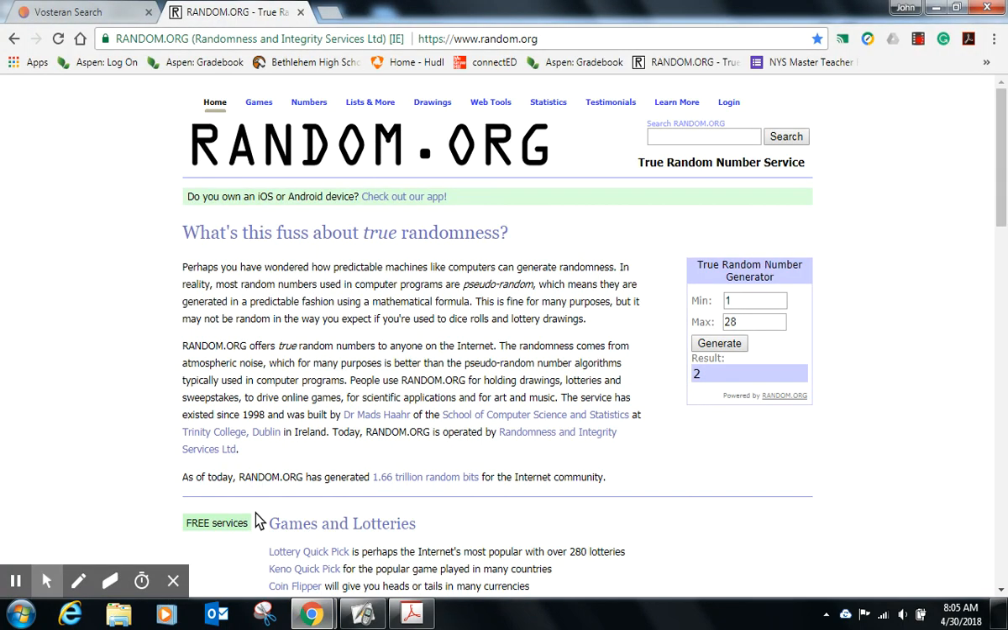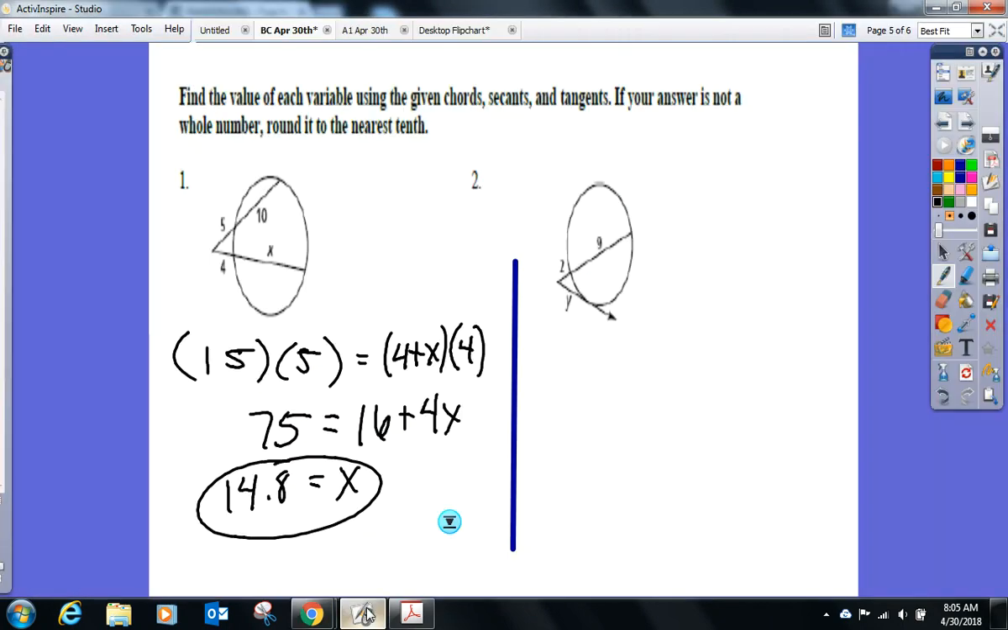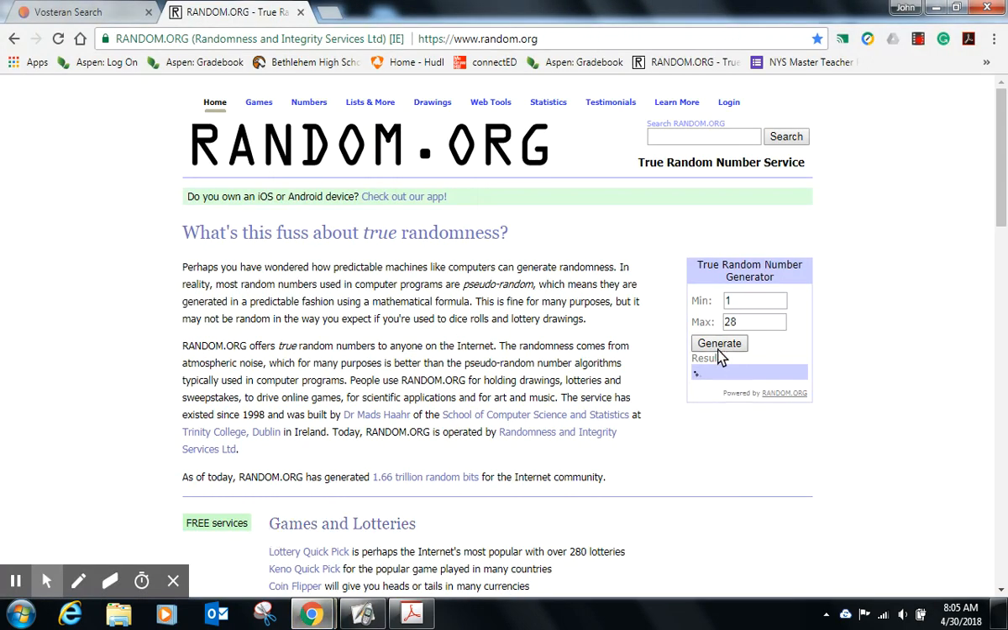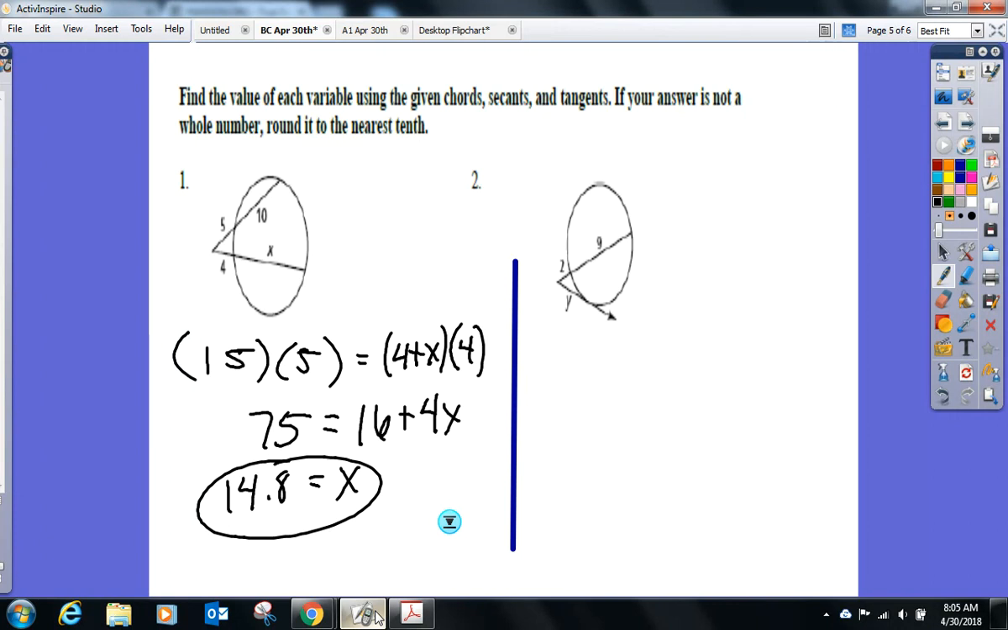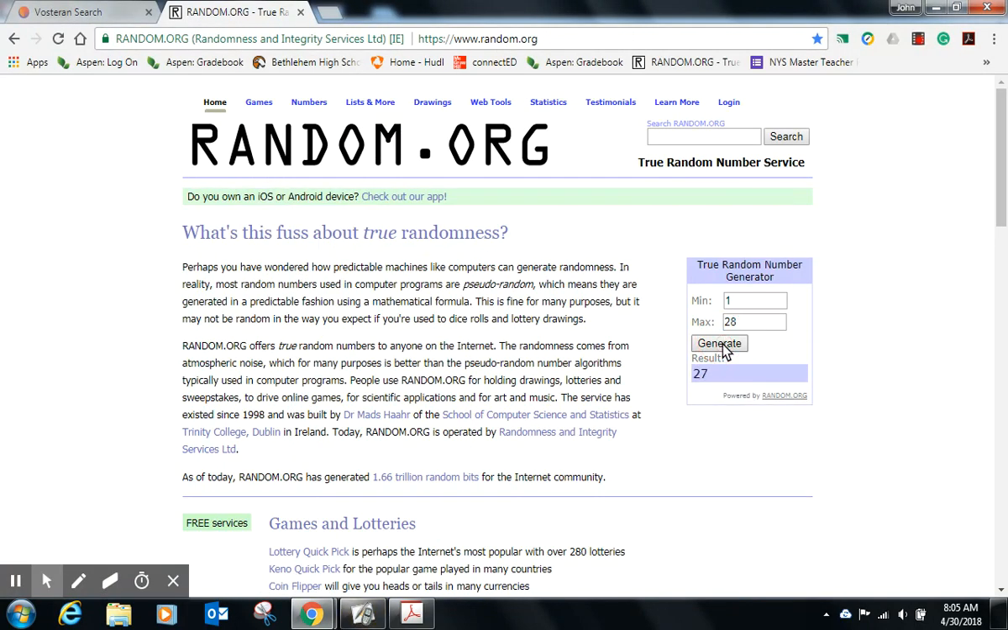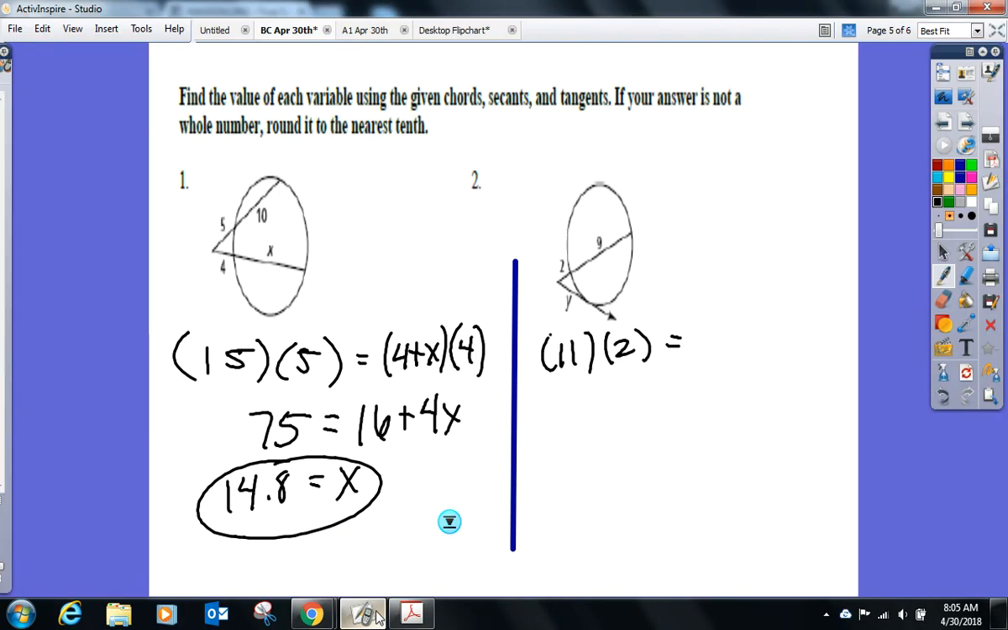Diagram 2. What are you shown in diagram 2? What are those two segments? Okay. Secant and tangent: whole times external equals whole times external. Give me a whole secant length. 12. How about its external part? 2. What about the whole tangent? Y, and then the external part is also y, so that'll be y squared. Yep. So you guys are finding out the square root of 22 to the nearest tenth.